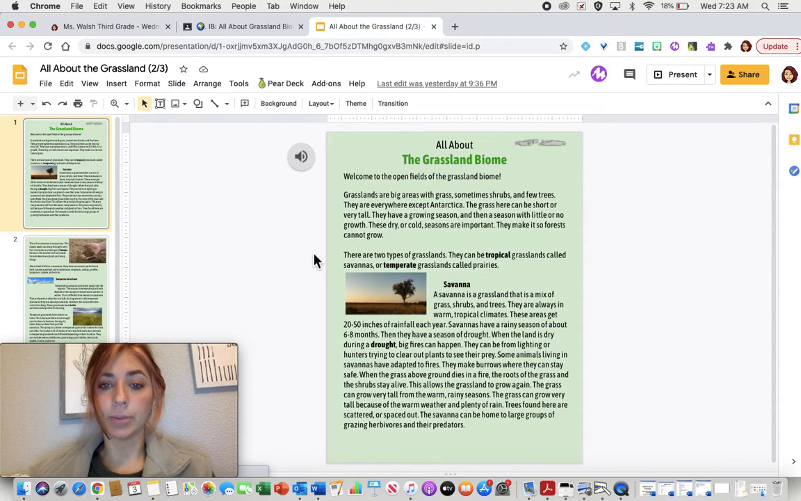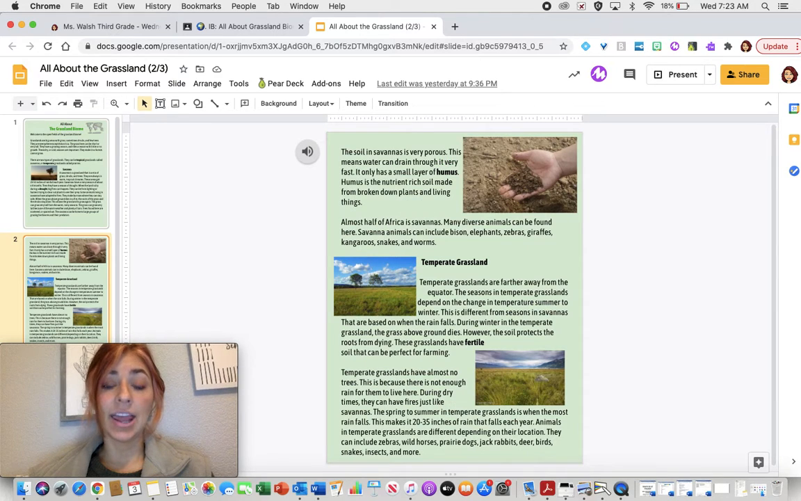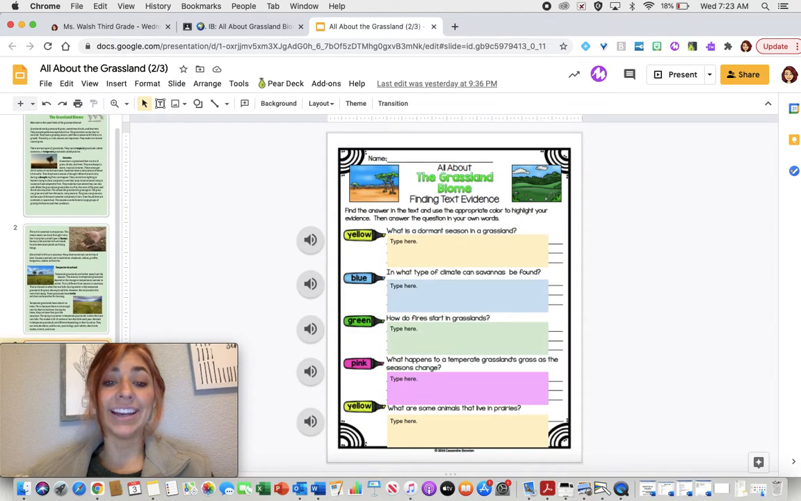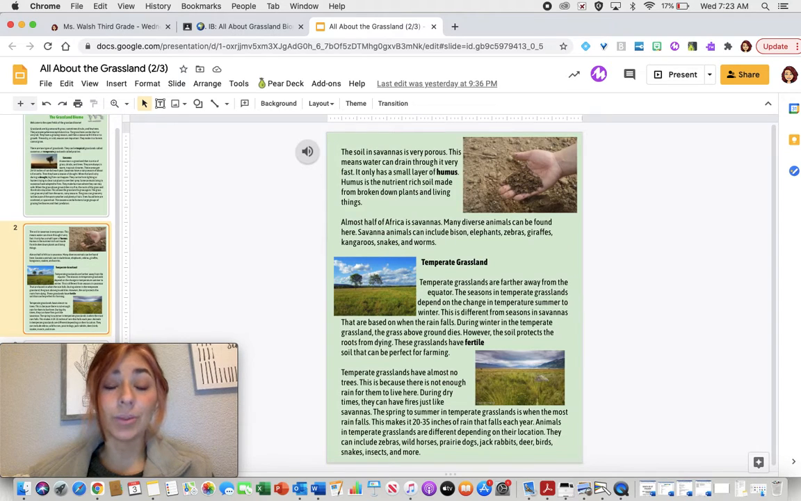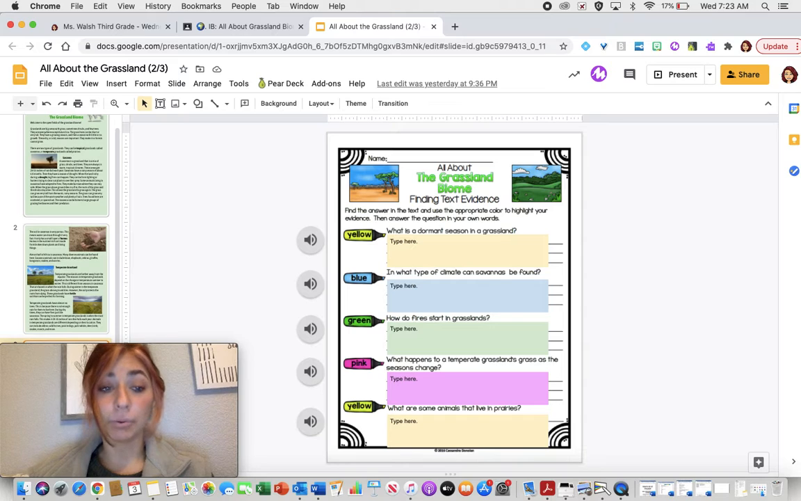And so we're going to talk about those today. You are going to read or listen to these passages. And then after you finish, you are going to answer these questions. It is the same as the other biomes we've done before. After you've answered the questions, you are going to show me your text evidence by highlighting your proof.